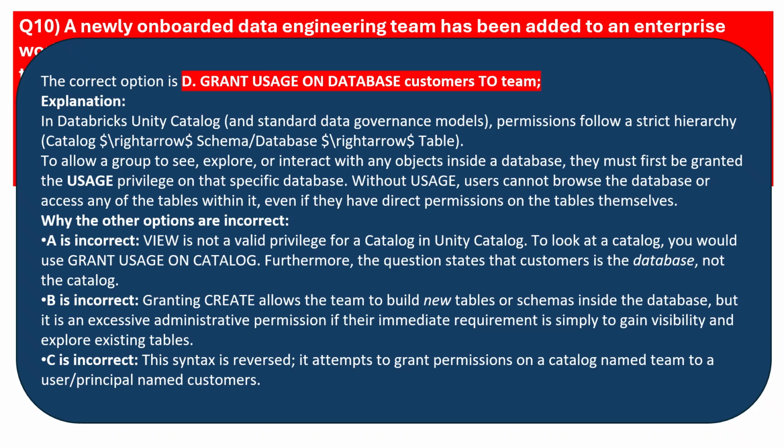Why the other options are incorrect. A is incorrect. View is not a valid privilege for a catalog in Unity Catalog. To look at a catalog, you would use grant usage on catalog. Furthermore, the question states that customers is a database, not the catalog. B is incorrect. Grant create allows the team to build new tables or schemas inside the database, but it is an excessive administrative permission if their immediate requirement is simply to gain visibility and explore existing tables. C is incorrect. The syntax is reversed. It attempts to grant permissions on a catalog named team to a user/principal named customers.